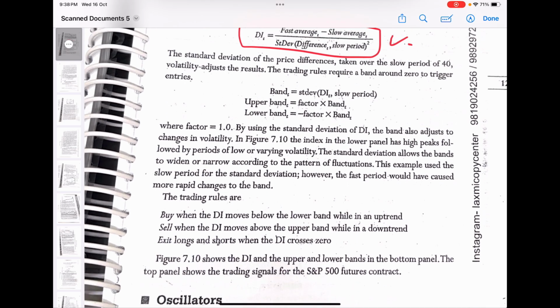The standard deviation of the difference is taken over a slow period and volatility adjusted. So, how do you calculate the band? Standard deviation, divergence index, slow period. Upper band is factor multiplied by band, lower band is factor multiplied by band. Factor is basically the calculation which we get. Factor is usually 1.0. How do you get 1.0? You are basically calculating the standard deviation of the divergence index.